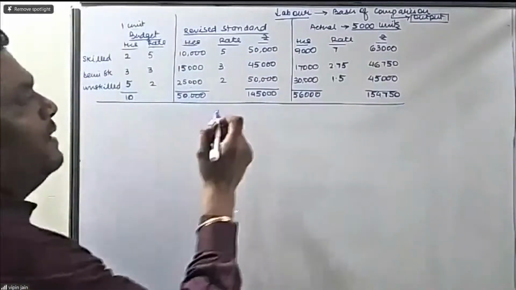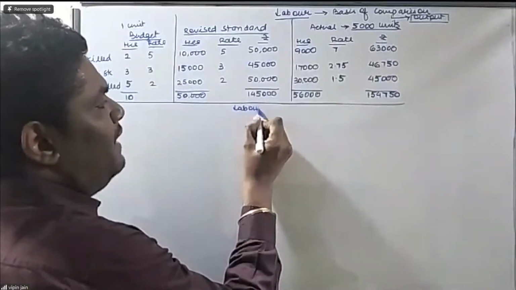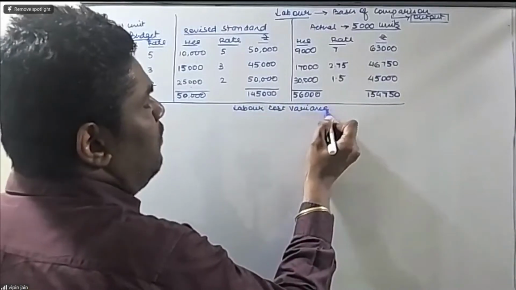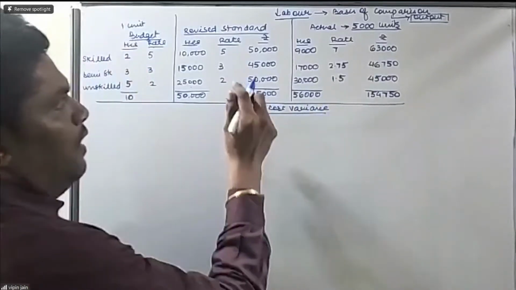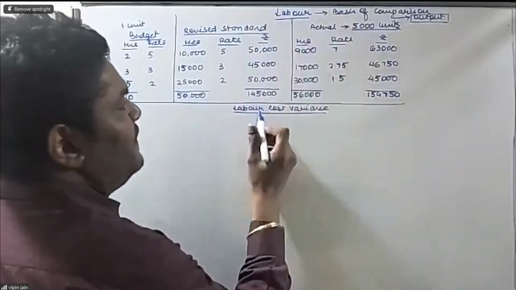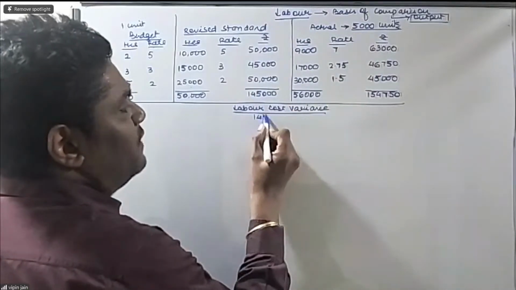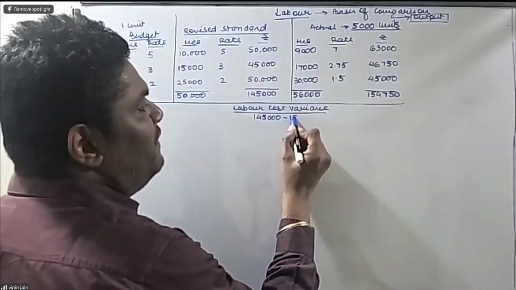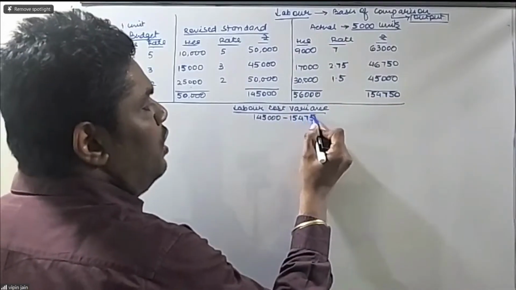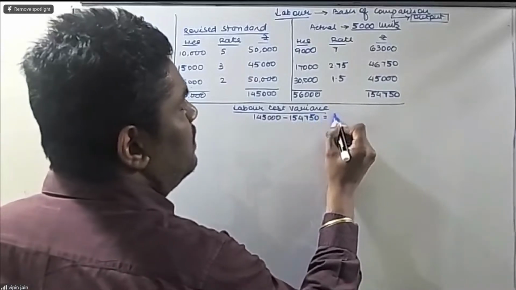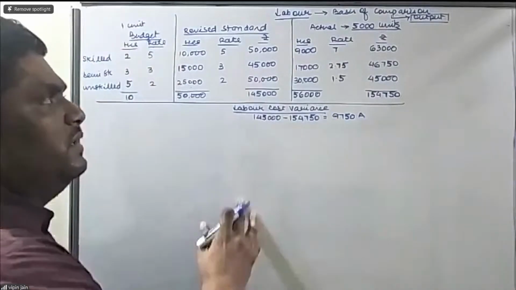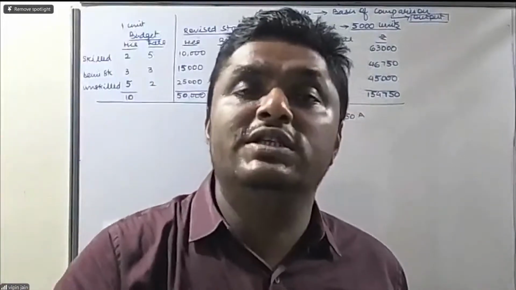So again, the concept is same in respect of material cost variance and labor cost variance. The concept is same. Just like material cost variance, we will calculate labor cost variance. How much we were supposed to spend for these 5,000 units? 1,45,000. How much amount we have actually spent? 154,750. So how much extra we have spent? 9,750. That is adverse for the company because the actual cost is much more than my budgeted cost.